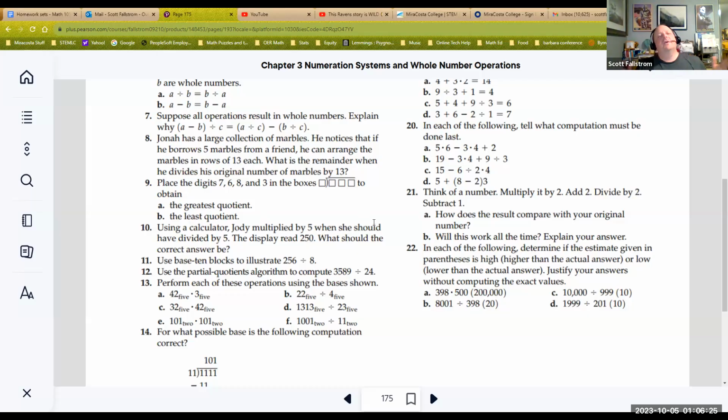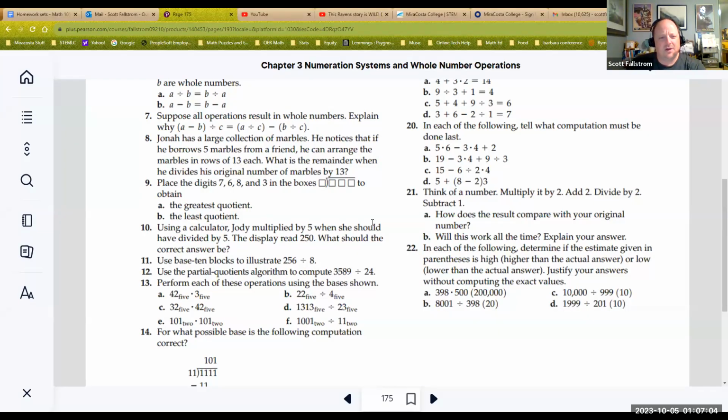Okay. So if he did, then he can get an equal number of rows of 13. Interesting. Well, rows of 13 would be like multiples of 13. And since he had to borrow 5 to get there, if you think about each row being 13 long, he would not have been able to make that row of 13. He needed 5 to make that. So take a group of 13 and remove the 5, and you'll be right to where he was before he borrowed the 5 marbles. So then that remainder would just be 8. 8 plus 5 is 13.